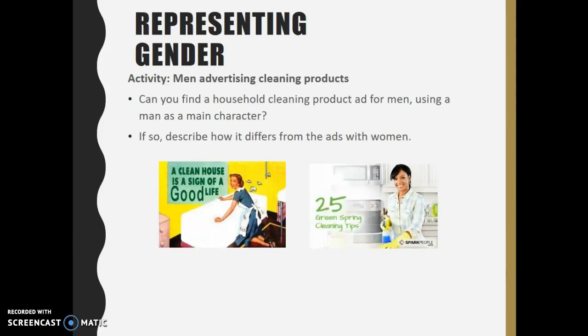So, quick activity. Give yourself 10 minutes. I want you to see if you can find a household cleaning products ad for men, especially one using a man as the male character. If you can do that, I want you to describe how it differs from the ads with women. I know there are a couple out there, so try your best to find them.